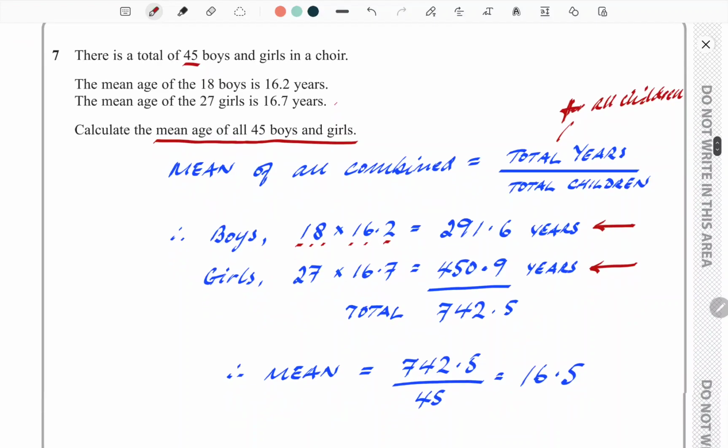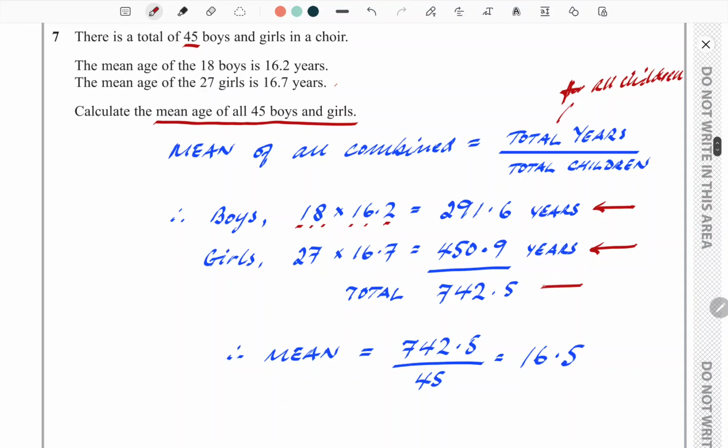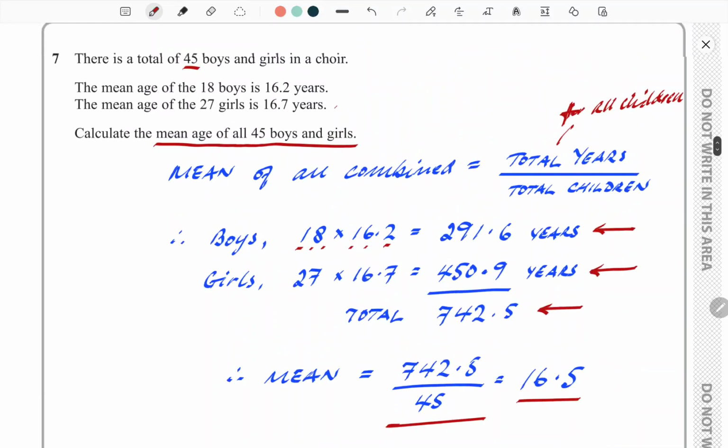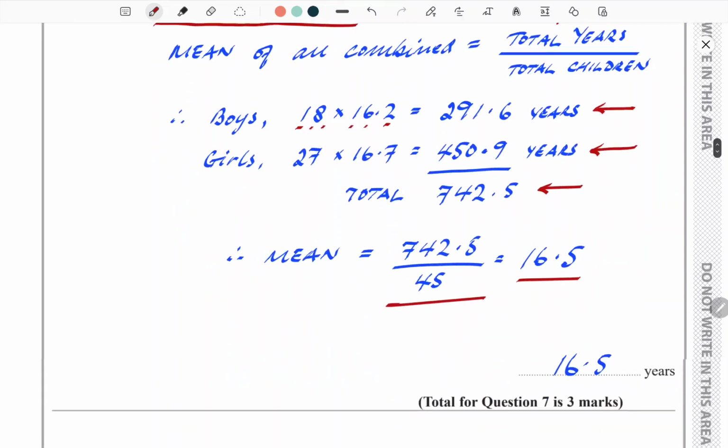So the total number of years for all the children is 742.5, and you then divide that by 45 children in the choir, and the mean comes out to be 16.5, all right? So again, for these types of questions, always go back to the totals, add up all the totals, and then work out the mean for the combined data.